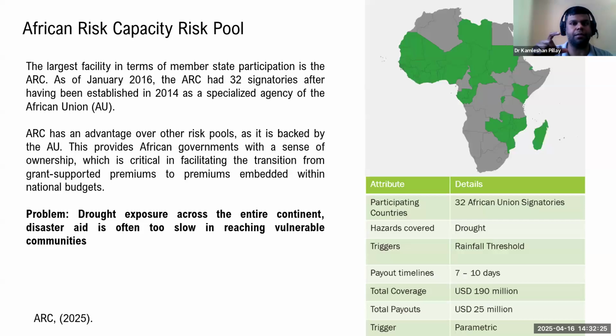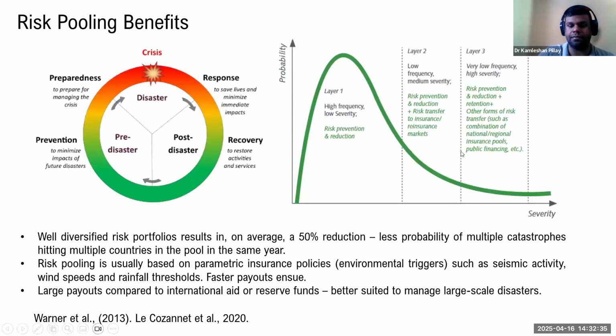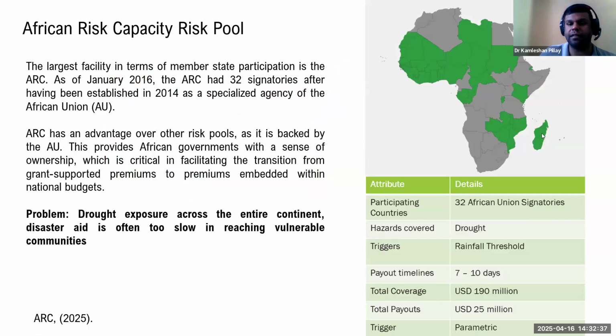So going to the example of the African risk capacity, as I mentioned, it was across different African countries. You can see, sorry about that, just moving the chat window. The hazard covered is drought specifically, but they've subsequently started to expand to things like riverine floods, which they have a pilot on.